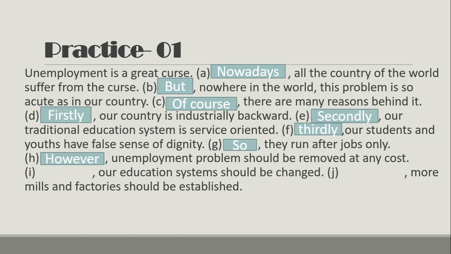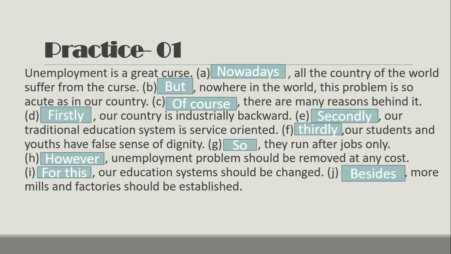And then, dash our education system should be changed. We can say for this our education system should be changed. Okay. Dash more mills and factories should be established. So we are providing some suggestions. Say for this education system should be changed, and we can say besides, I mean side by side, more mills and factories should be established. So here we are going to write down besides more mills and factories should be established.